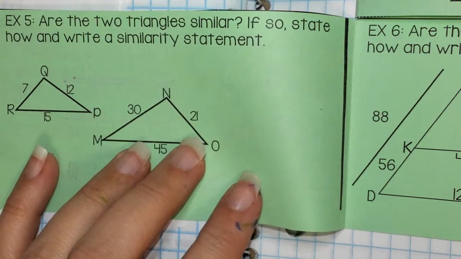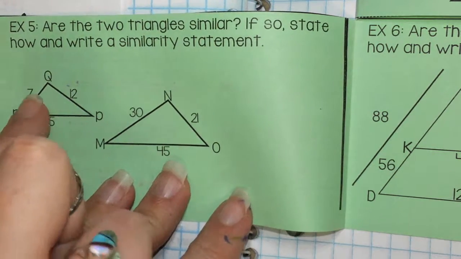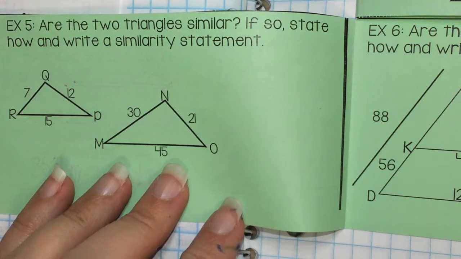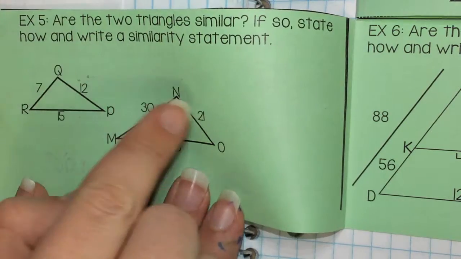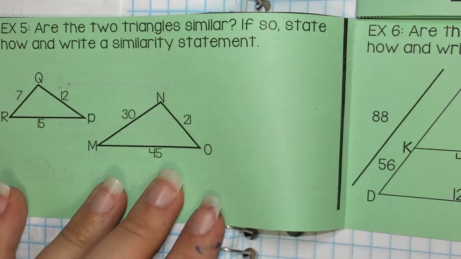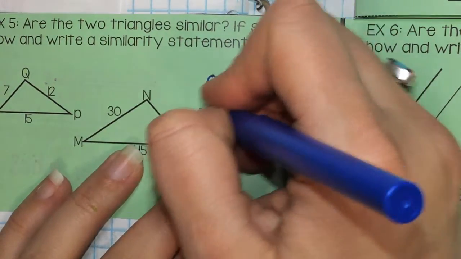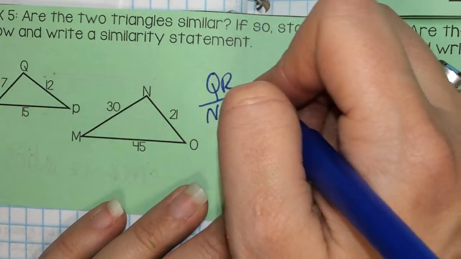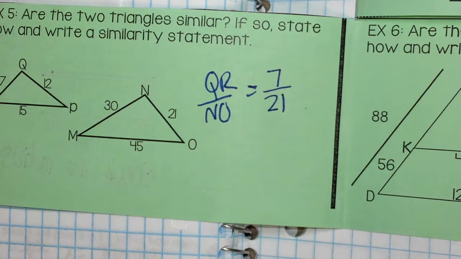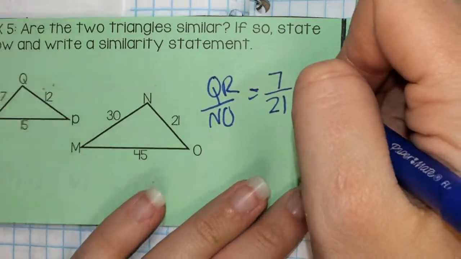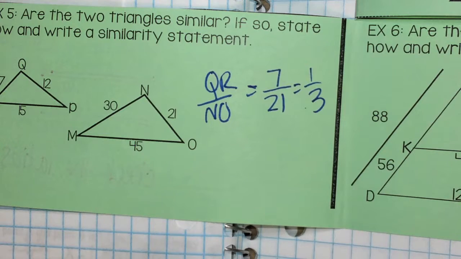Now, are our triangles flippity-flipped? They are. What are we going to match 7 up with? 21, because if you have the smallest side over here, you go to the smallest side over here. They mixed it up. All right, so we're going to have QR divided by NO, which is 7 divided by 21, which is what? 1/3.